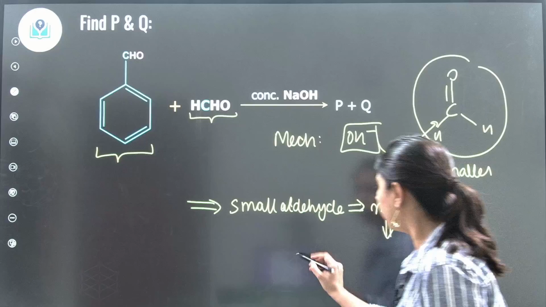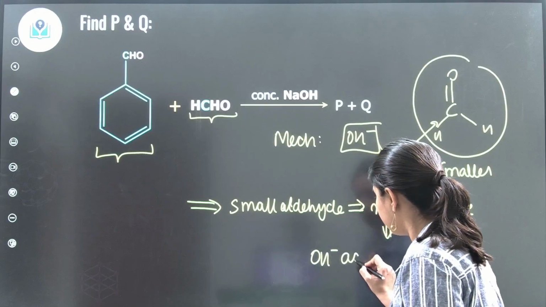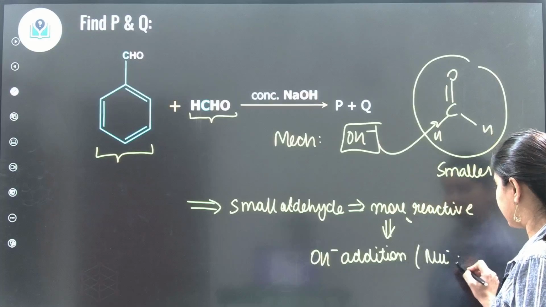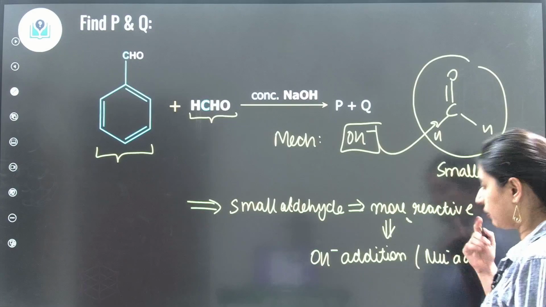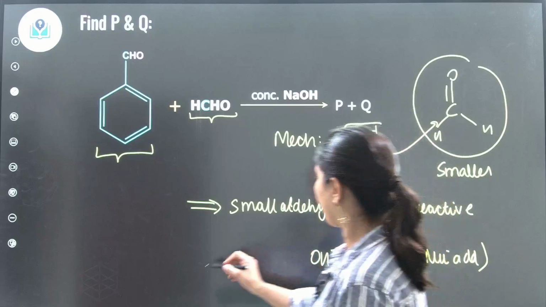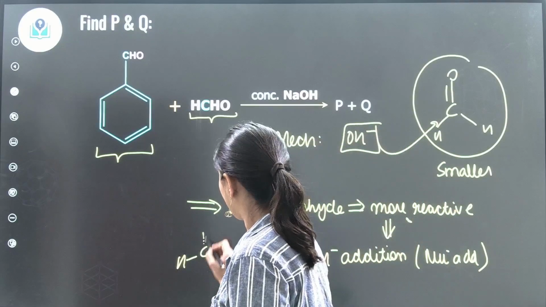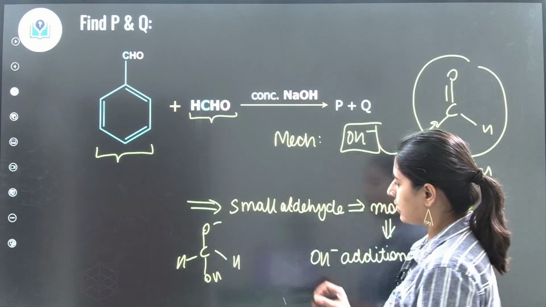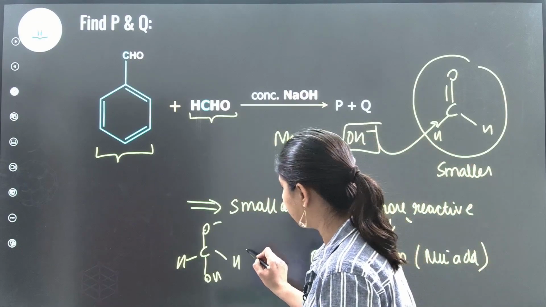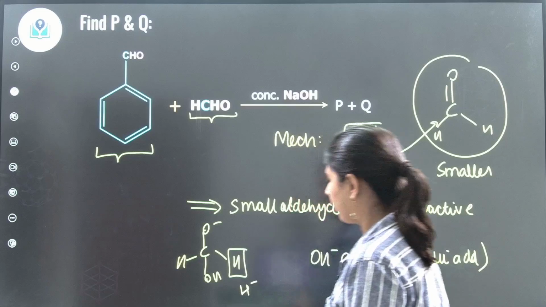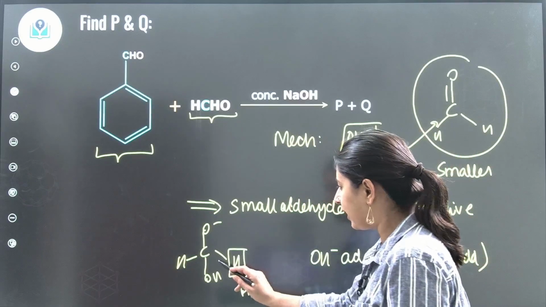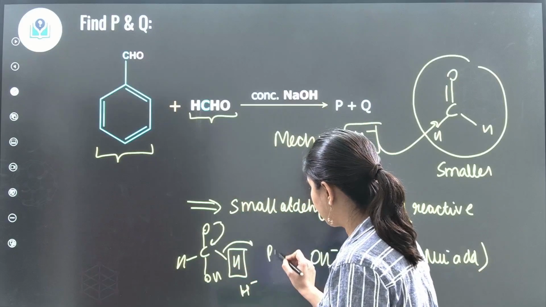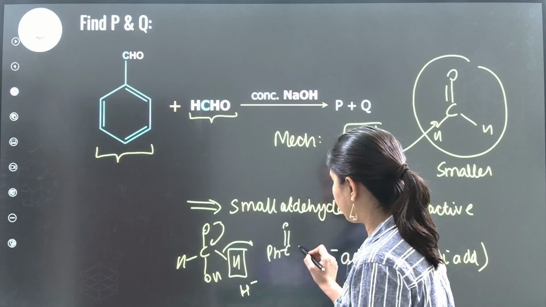And since they are more reactive, they will allow the OH minus nucleophilic addition to happen faster. So what you're going to get is HCO minus, OH gets attached here and you get this H, right? Now you know that the next step is going to be the hydride transfer. This comes back here, this transfers to the other one, and now you have this PhC double bond O, right?